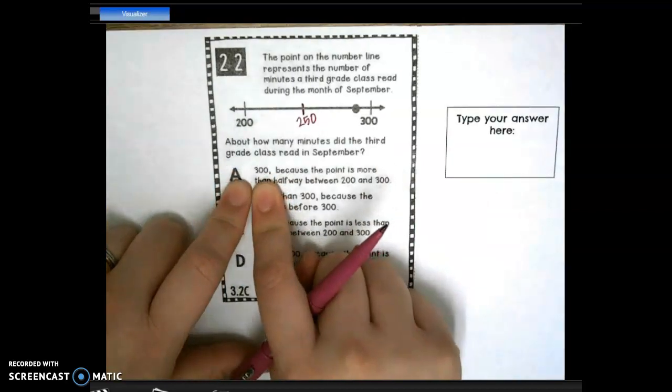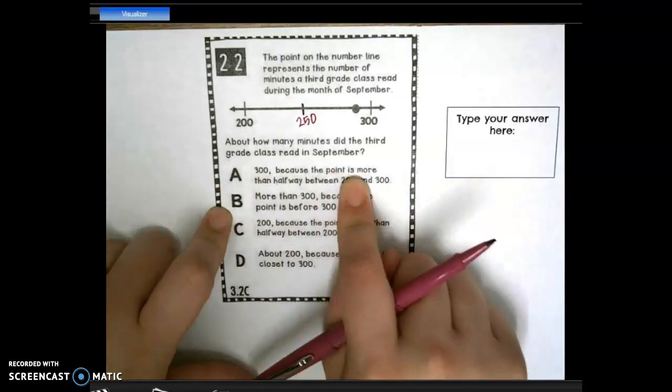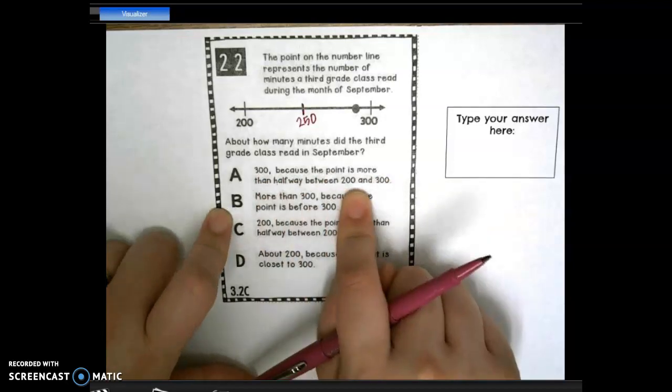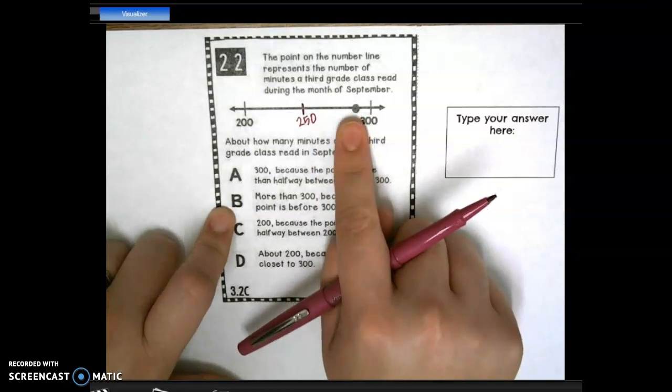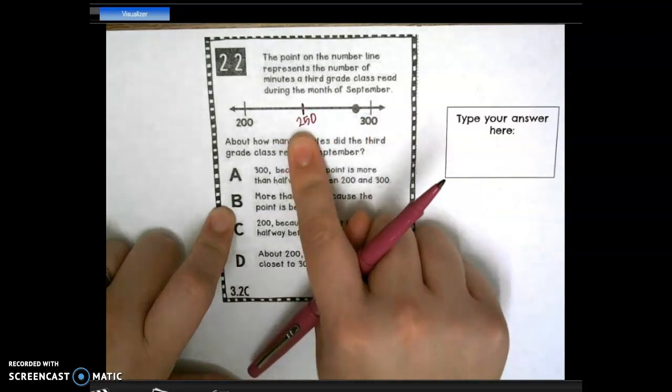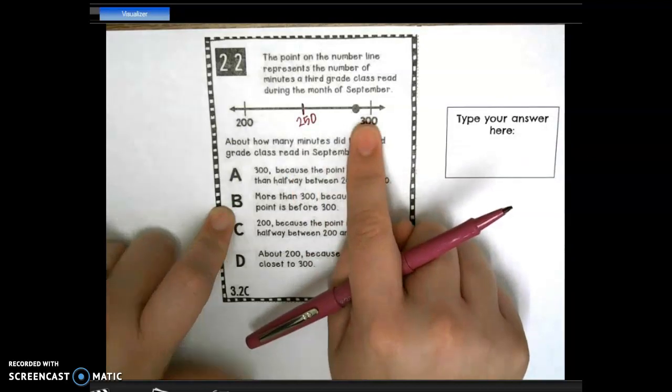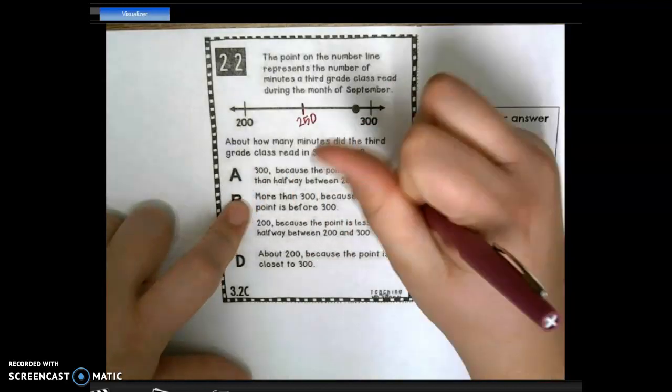Did they read about 300 because the point is more than halfway between 200 and 300? Well, my point on this number line is past halfway, and it's going to be a little bit close. It's closer to 300. That's a possibility.